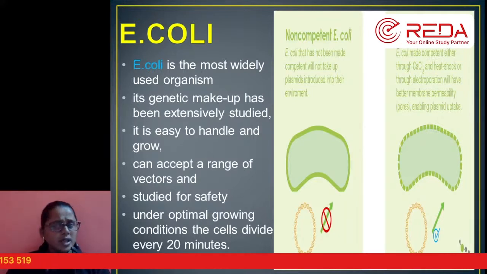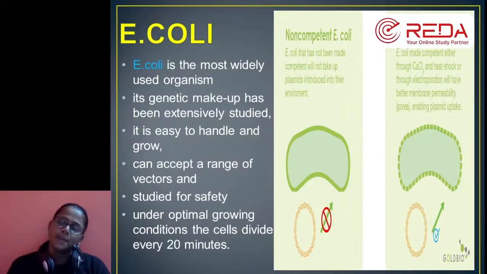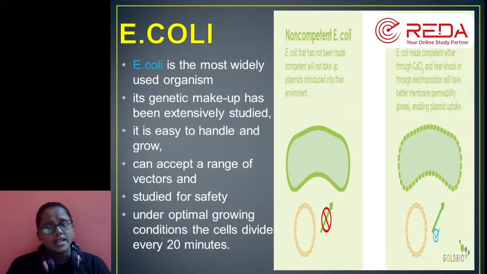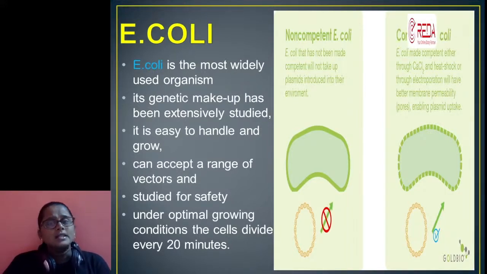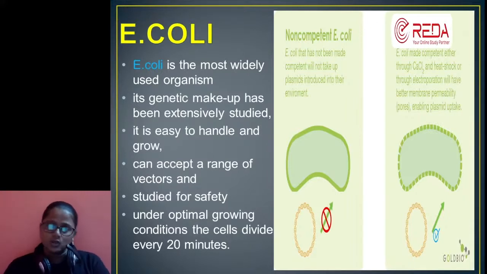That temperature can be easily maintained, and the time taken for cell division is just 20 minutes. So the cell is going to divide in just 20 minutes, and you can see n number of generations within an hour. Okay, so these are the characteristic features for why we take E. coli in common as a host for rDNA technology.